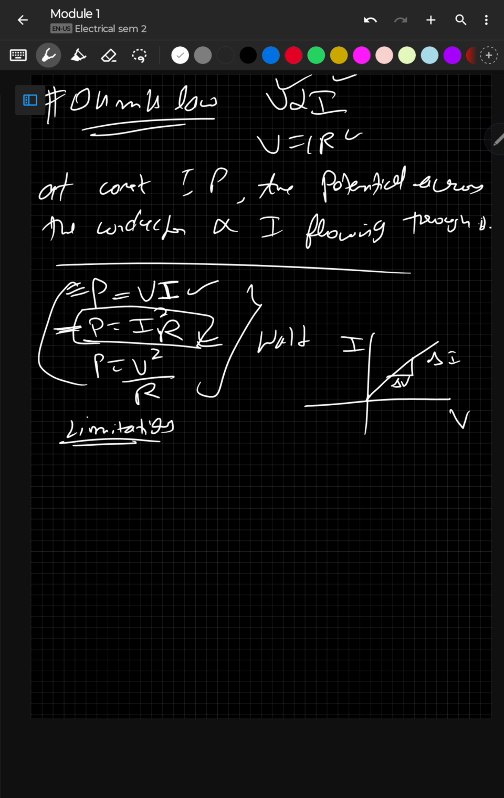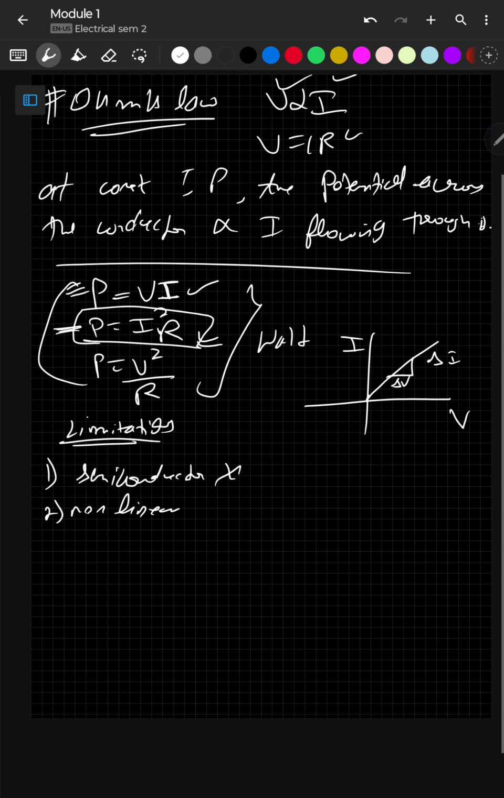Ohm's law is not applicable for semiconductor devices like Zener diode. It is not applicable for non-linear devices, even for non-linear devices. Then it is not applicable for non-metallic conductors, like silicon carbide.